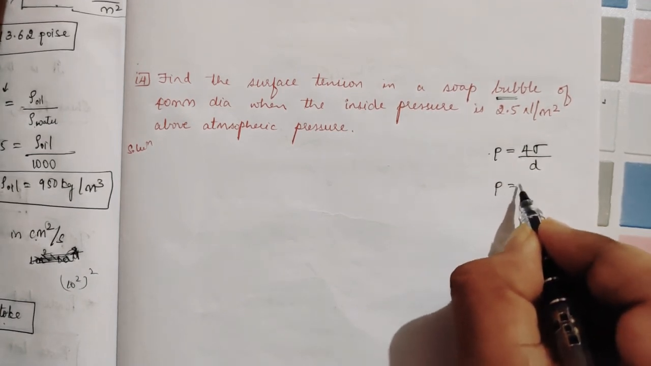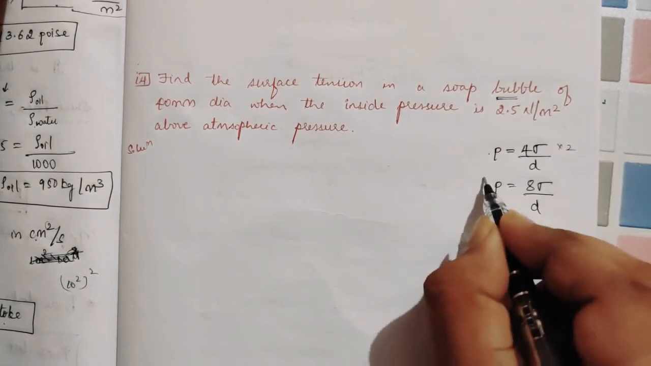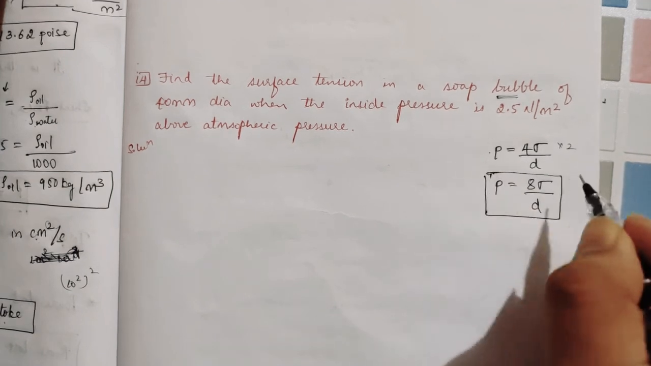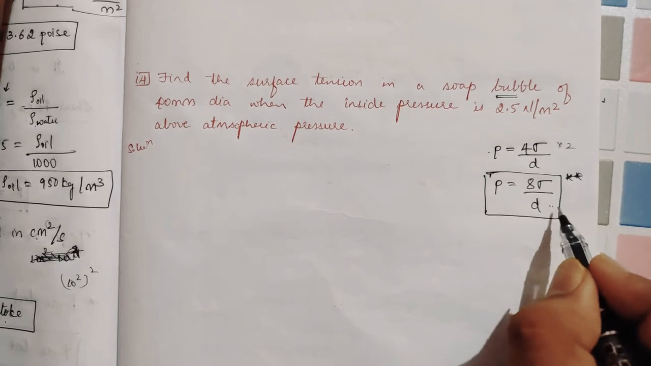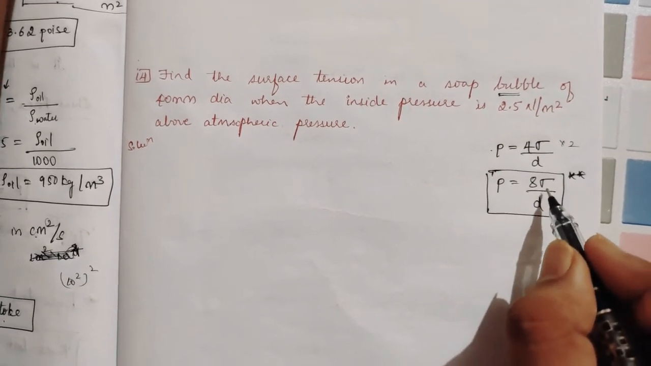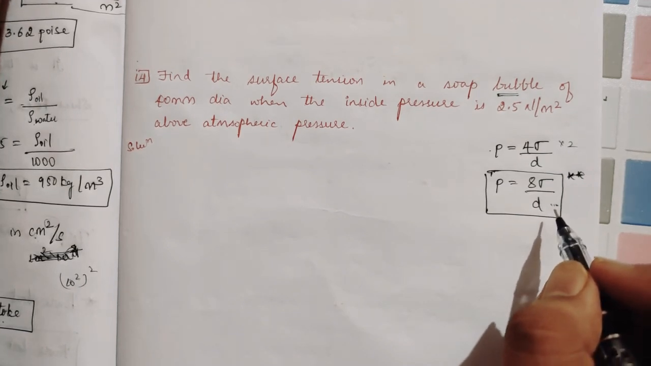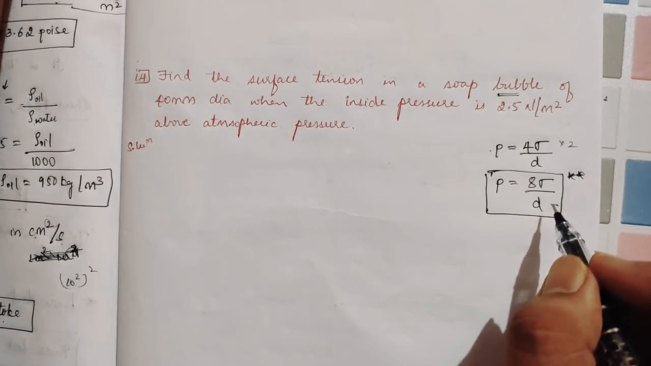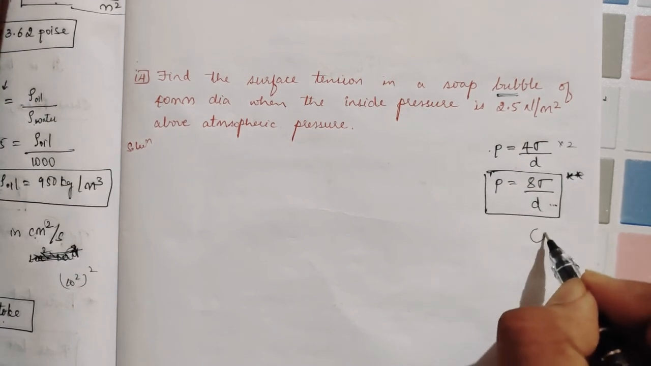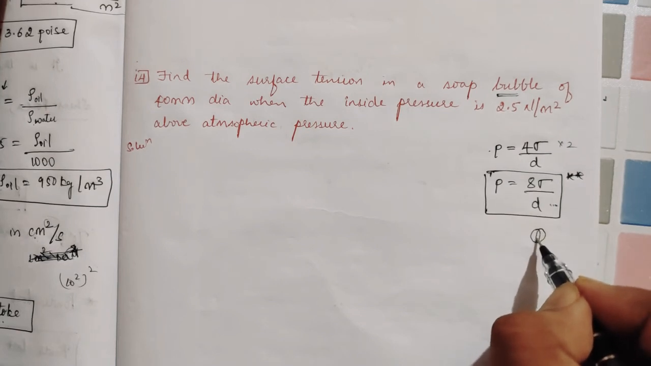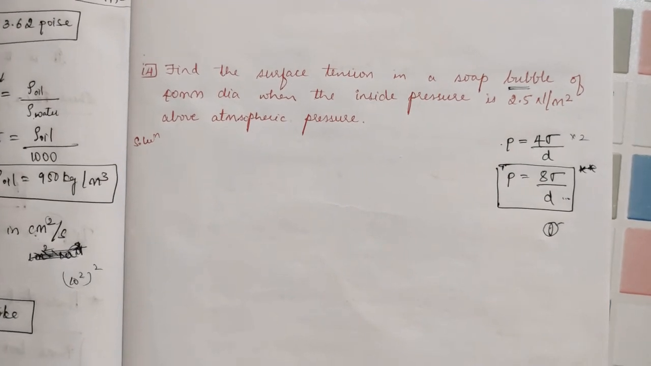So then P is equal to 4 into 2, that is 8 sigma by d. So this formula we have to use whenever a bubble problem is given. Refer to the PPT, you will understand why 8 sigma by d. Whenever the surface tension has to be found of a soap bubble, we will get two surfaces of that bubble, inside surface and outside surface. That's why 8 sigma by d.